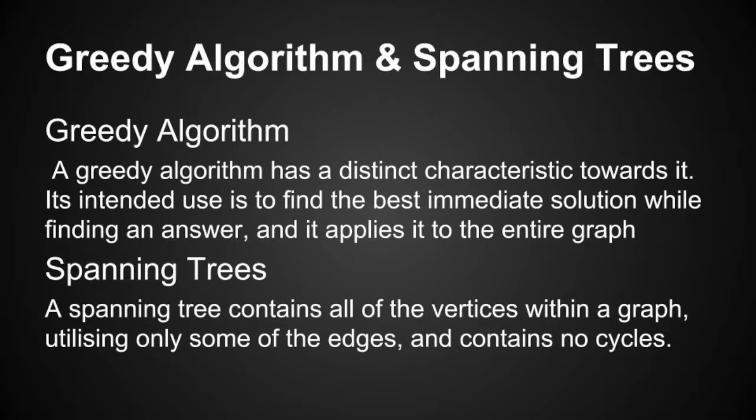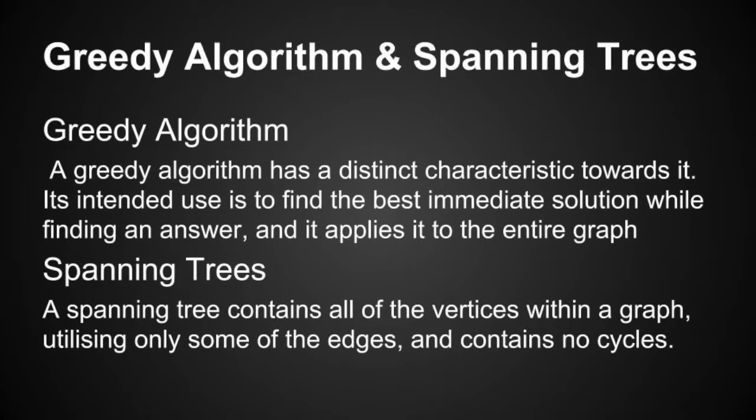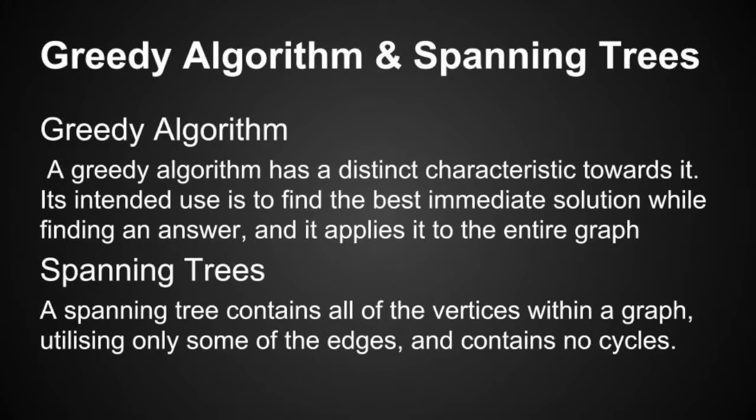Before we can look at Prim's algorithm, we must look at what it applies to in relation to mathematics. The answer is that it relates to two things, a greedy algorithm and a spanning tree. A greedy algorithm has a distinct characteristic towards it. Its intended use is to find the best immediate solution while finding an answer, and it applies to the entire graph. However, on occasions it can find a solution that is not entirely optimal.